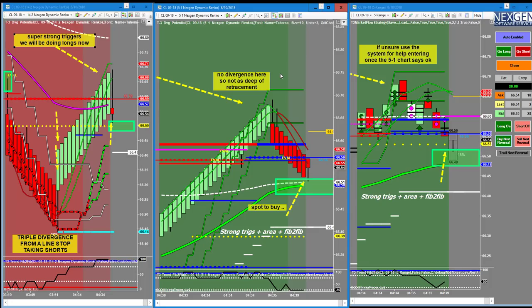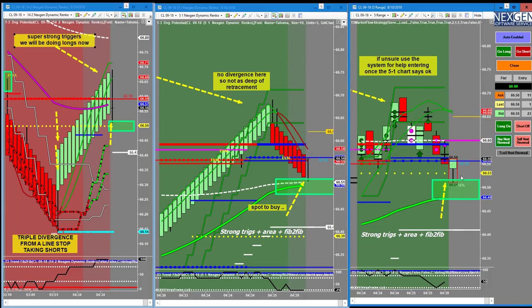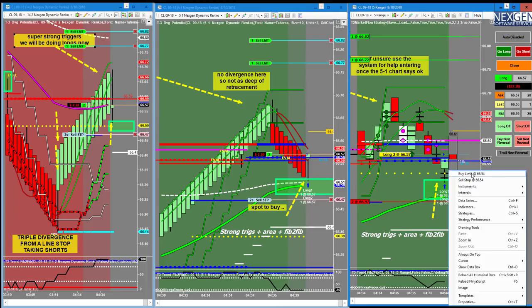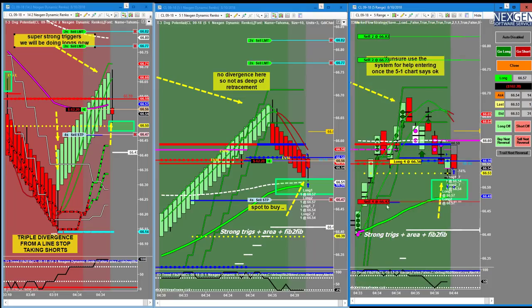If you're really confident with the strength of your trigger lines on your 5-1 chart and there's no divergence, just get in at 51. And again, look, watch what happens. On the market flow chart, it got you into a trade. So again, look, I'll average the price out. So look what we end up with. We end up with 56 instead of 51.